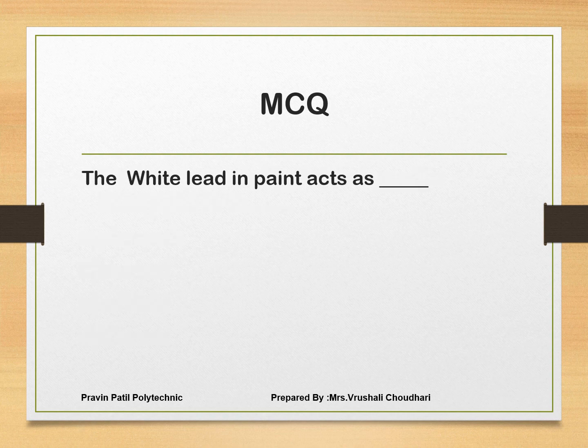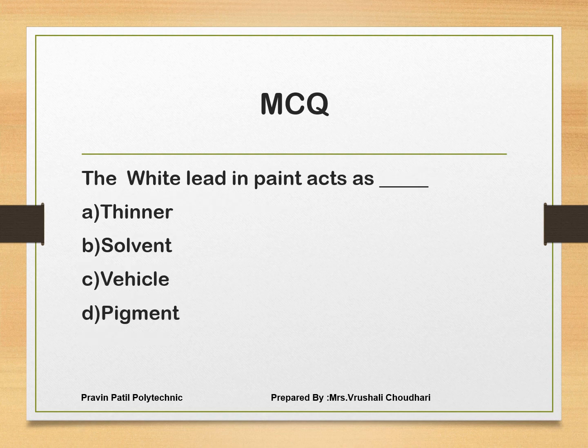The white lead in the paint acts as: options are thinner, solvent, vehicle, pigment. White lead is a solid substance, so it is not a thinner, not a solvent, not a vehicle. The answer is pigment, which gives the white color.